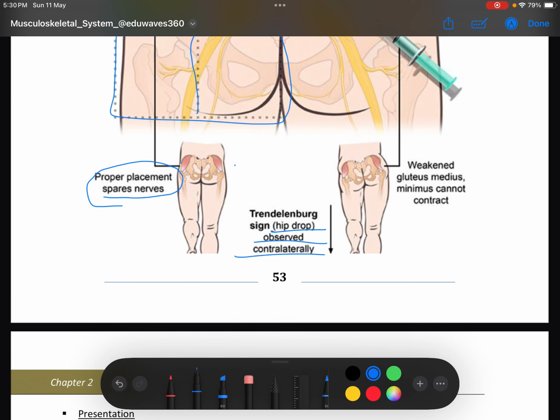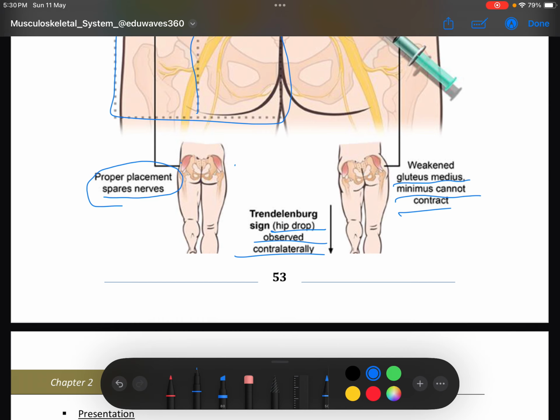We can see with the superior gluteal nerve, gluteus medius weakness, and the minimus cannot contract. Why? Because of that nerve. That nerve is not passing the sensation to the gluteus medius muscle and minimus muscle. So this is the main important muscle for the abduction of the hip. Okay, and this muscle is very important for hip stabilization.